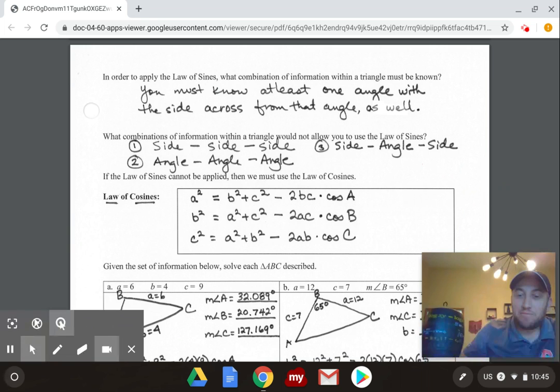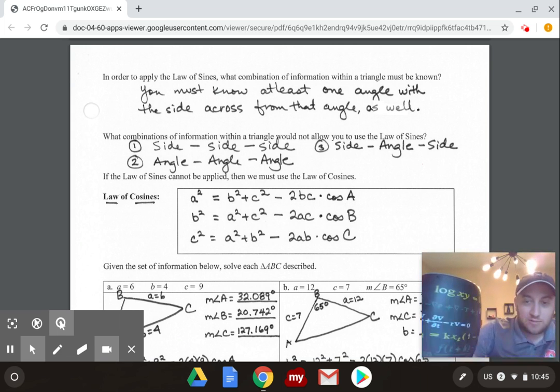Got my little math mug going on here today. Notice that there's some logarithms in there.